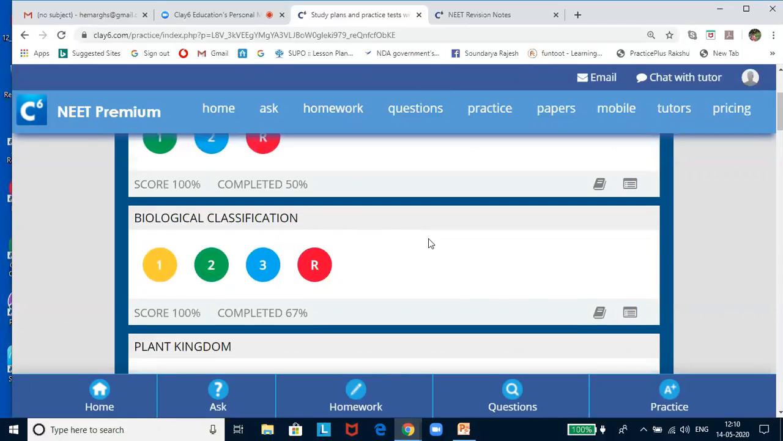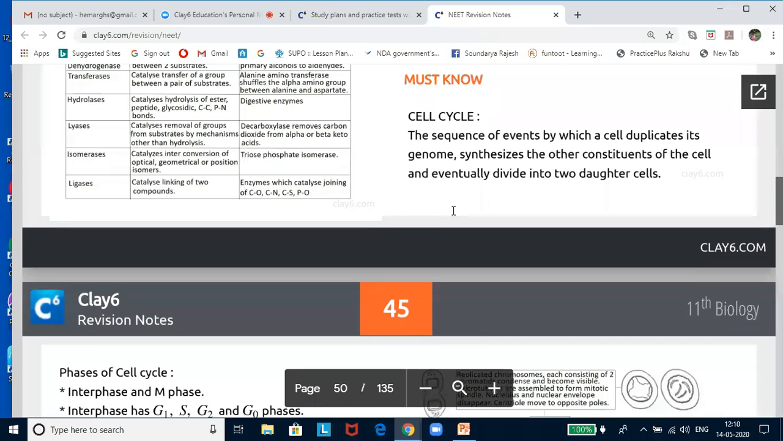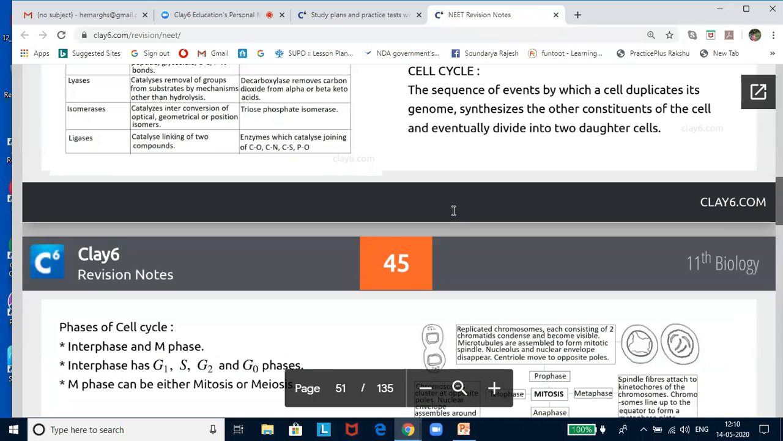Now on top of this, there is a revision notes. If you just click this, it will open into a PDF, and this PDF has been prepared in such a way that your entire 11th and 12th has been summarized for physics, chemistry and biology to 135 pages so that you are able to have a quick look during your revision.